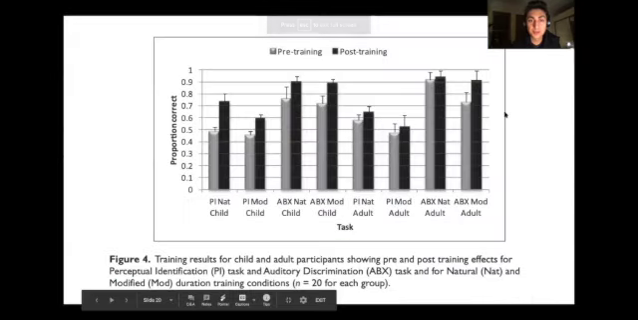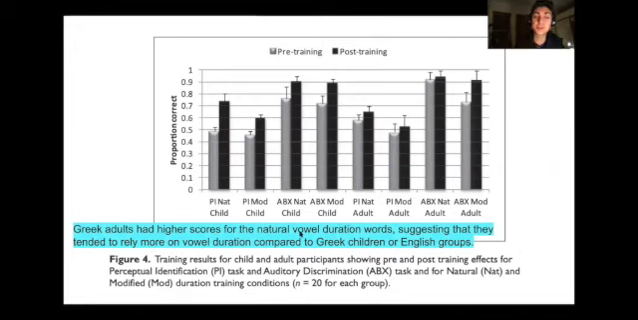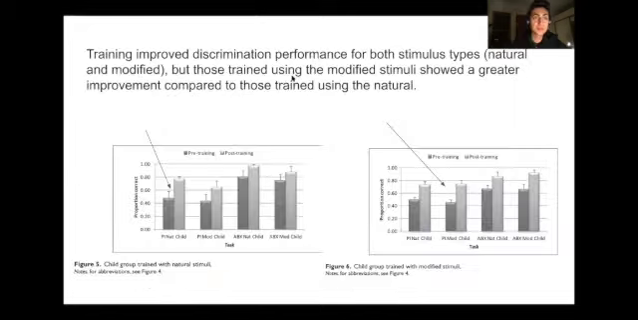Here we have the actual results. Greek adults had higher scores for the natural vowel duration words, suggesting that they tended to rely more on vowel duration compared to Greek children in the English groups. This article is actually really interesting. It's just so dense. Adults are depending more on the durational differences between the words sit and seat. There is a durational difference between those two, while the kids seem more able to differentiate between the sounds themselves, these spectral sounds.